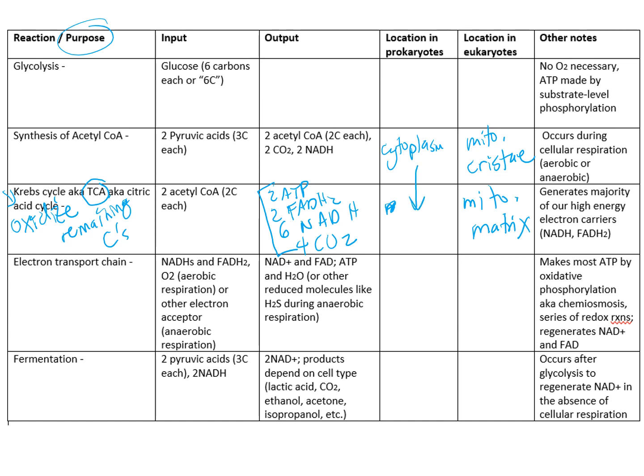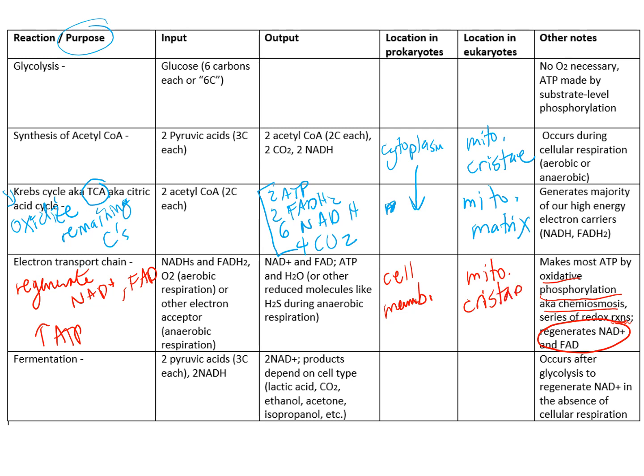For the electron transport chain, the purpose is to regenerate the NAD+, and we have it really here, and the FAD. We also make a lot of ATP, lots of ATP, through oxidative phosphorylation, also known as chemiosmosis. So where does this happen? In prokaryotes, it's on the cell membrane, or you could say plasma membrane. In eukaryotes, this is on the mitochondrial cristae again. Remember that inner membrane, the folded membrane. These are where those enzymes are located.